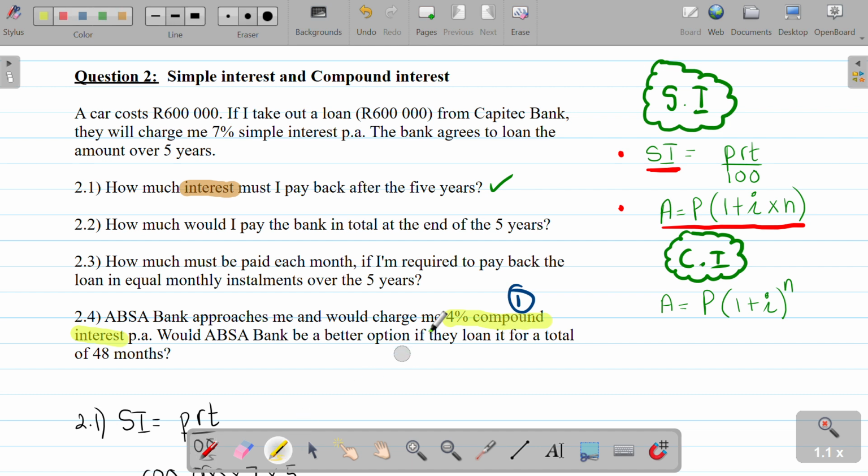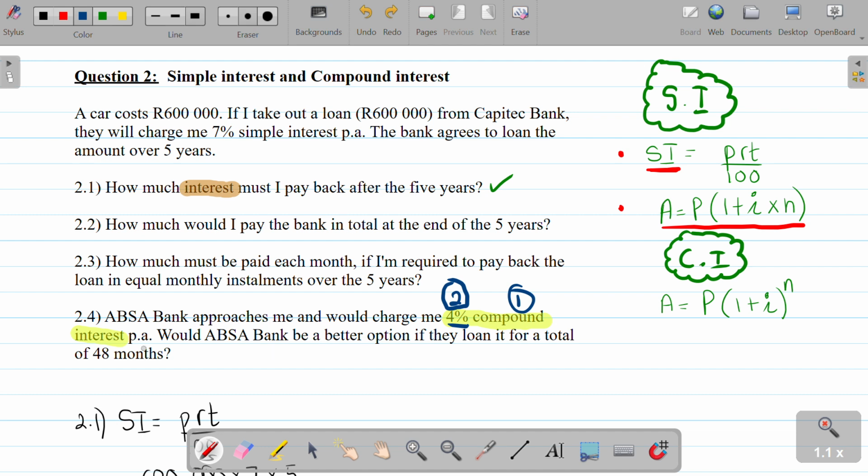Difference number two, let me just write number two here, is the rate that they are charging me. I blocked it off there. Is the rate that they are charging me, let me just circle it there, which is 4%. So in my calculation or my formula, it's not going to be 7% anymore. It's going to be 4%.